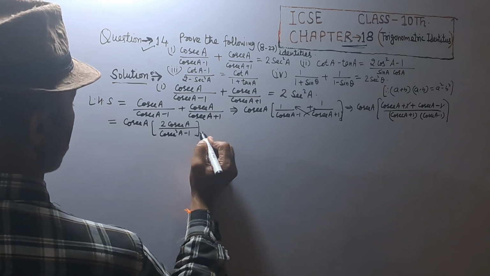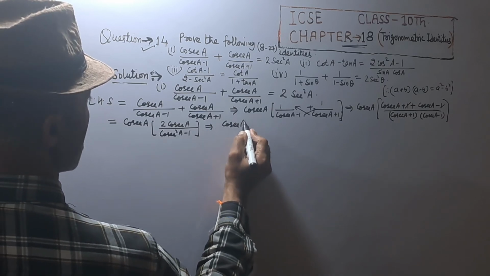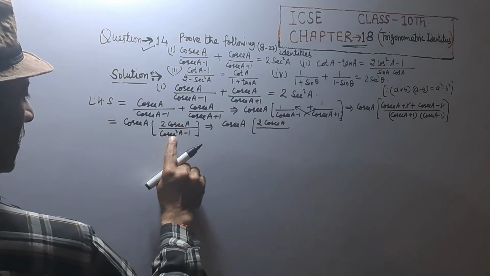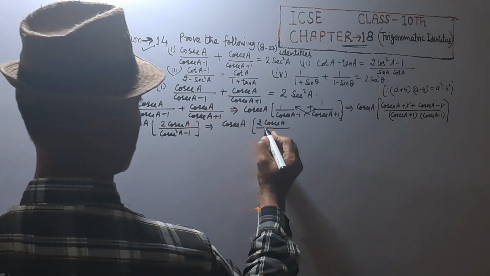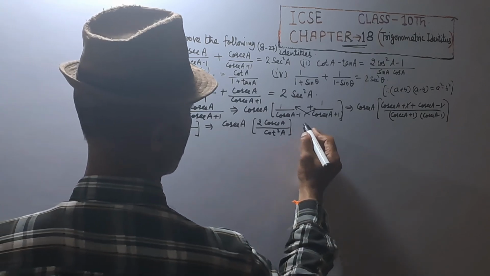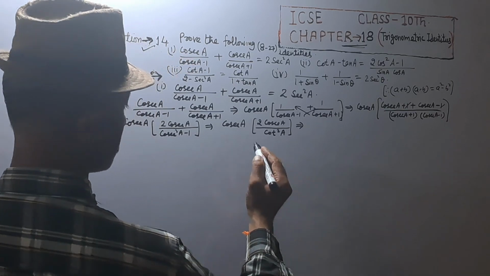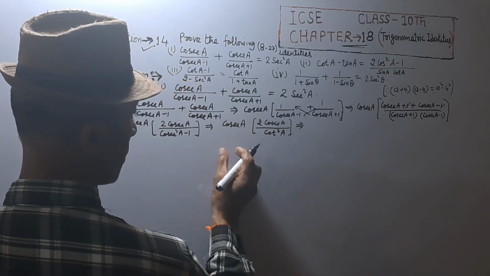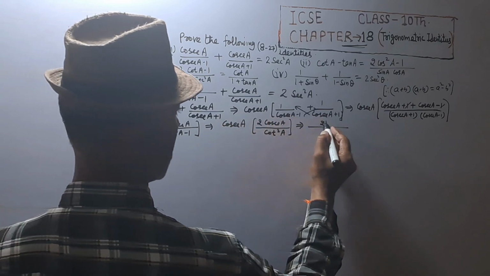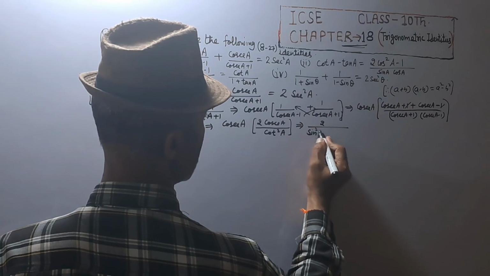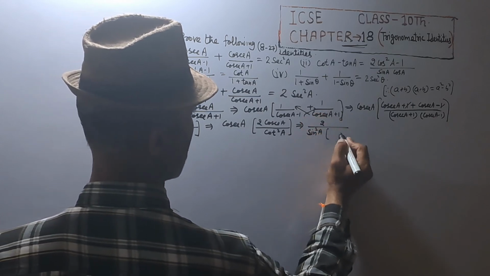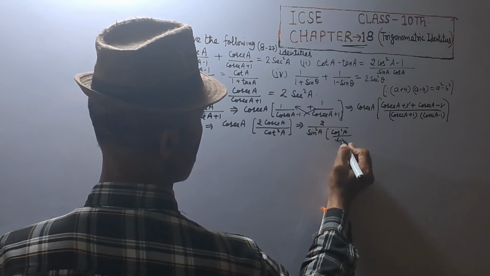Cosecant square A minus 1, which implies 2 cosecant A upon cosecant square A minus 1 is equal to cot square A. Cosecant A is equal to 1 upon sin A, so 2 upon sin A into cosecant A, that is cosecant square A, and 2 upon sin square A. Cosecant square A is equal to 1 upon sin square A, and cot square A is equal to cos square A upon sin square A.